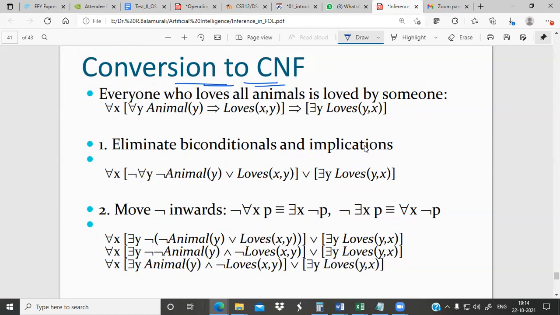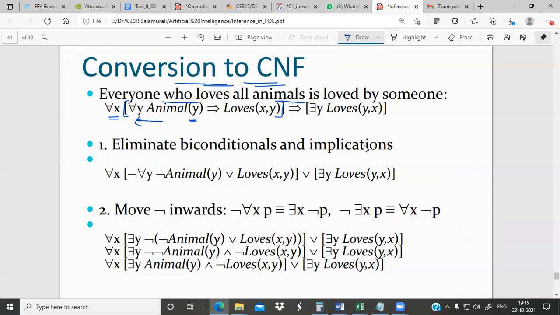Our earlier example can be easily converted to CNF, so here we are taking a slightly more complicated example to study the intricacies. This is the sentence: everyone who loves all animals is loved by someone. For all X, for all Y, animal of Y implies X loves Y. That is, for all Y, if Y is an animal, it implies that X loves Y.